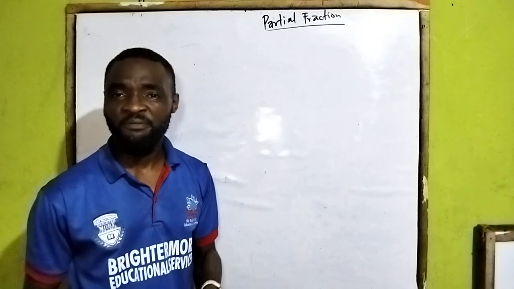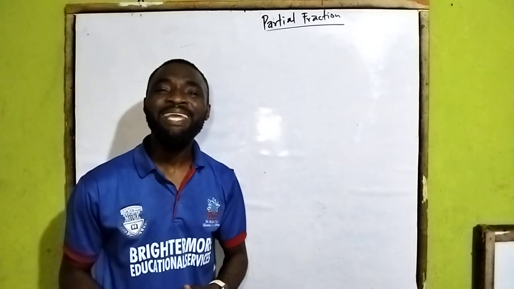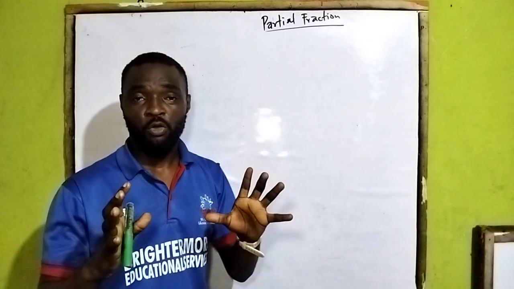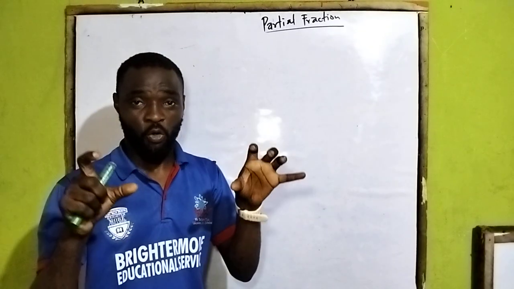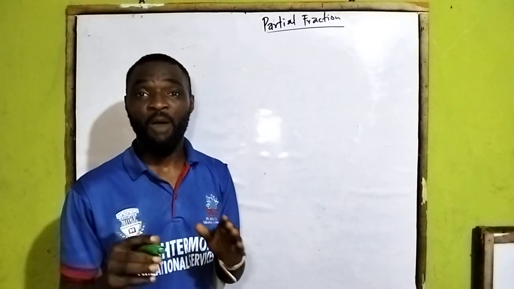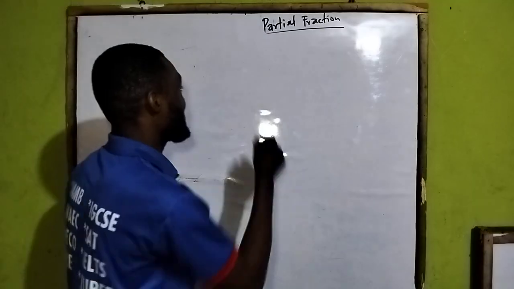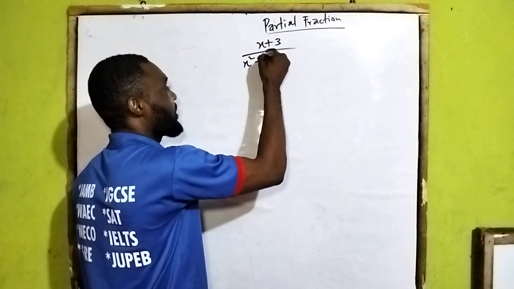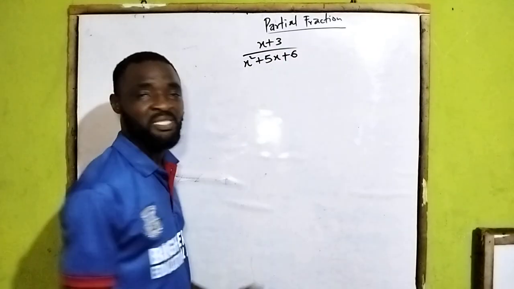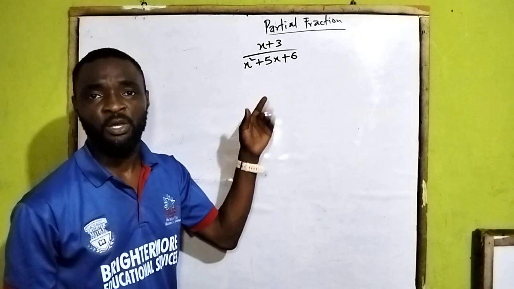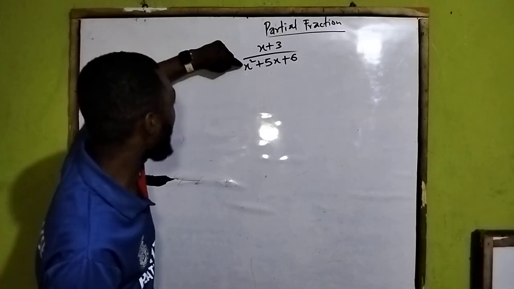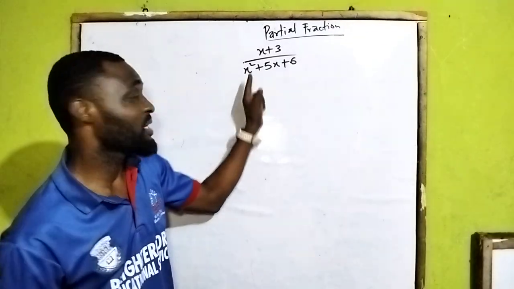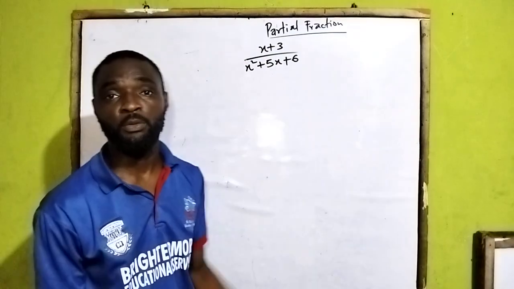Now, partial fraction, like I told you, takes the structure in which the power of the denominator is greater than the power of the numerator. If I have something like x plus 3 over x squared plus 5x plus 6, this can be resolved to a partial fraction. Why? Because the power of the expression at the denominator is greater than the power of the expression at the numerator.